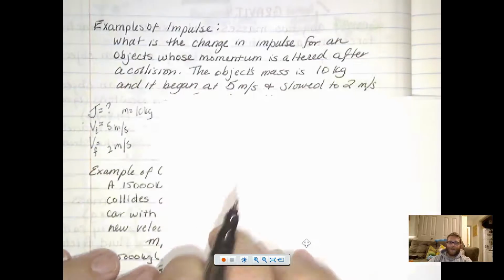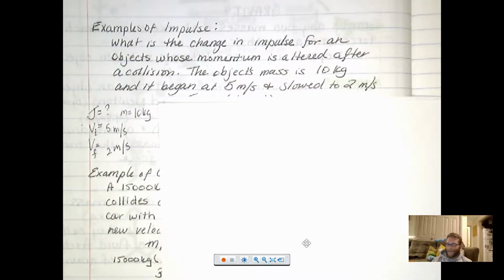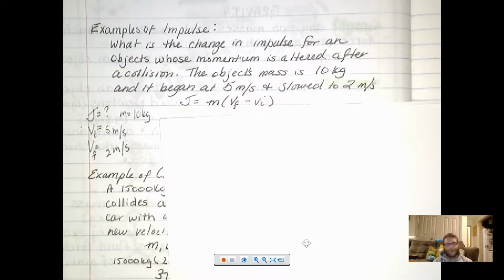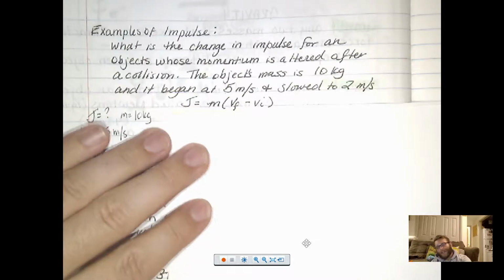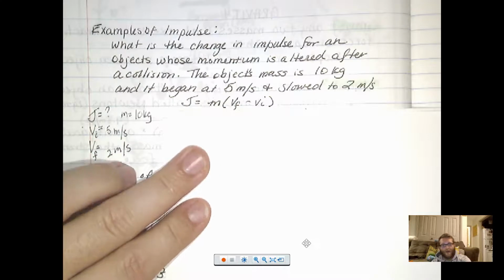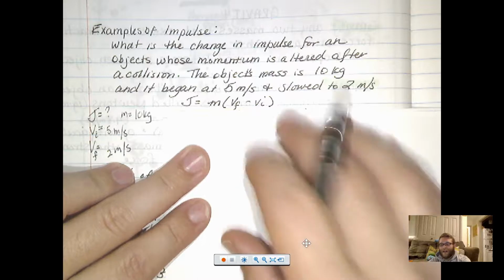Okay. So based on that information, I notice that I have an impulse it's asking me to find, I've got a mass, and I have two velocities. So I'm probably going to use this equation, where my impulse is equal to my mass times the change in velocity, so Vf minus Vi. So remember when we're doing these types of equations, we plug in our variables that we know. This is why we write all our work, kids. This is why we do it all. We write it all.